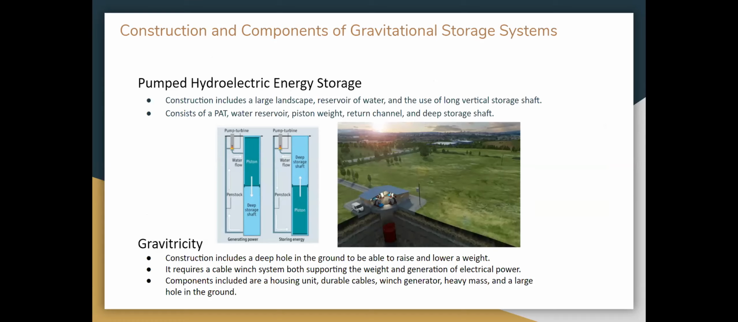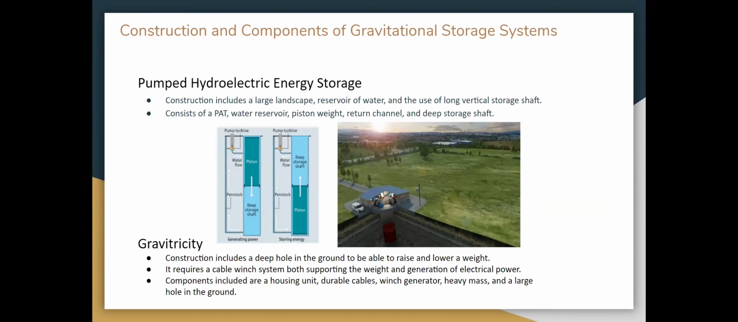Next on the agenda is the construction and the makeup of some of these gravitational energy storage systems. For the PHES, it needs a large landscape for building and implementing the entire system. Notably, a large reservoir of water would be key when locating a prime spot for containing a water source. The last major landscape-related construction piece would be the large underground storage shaft for the piston and water system.